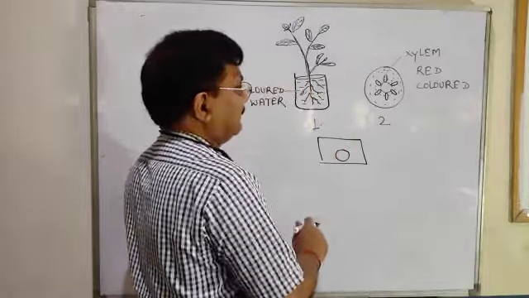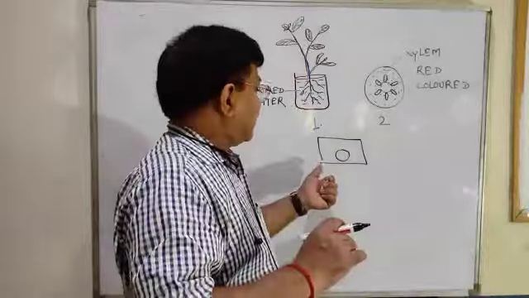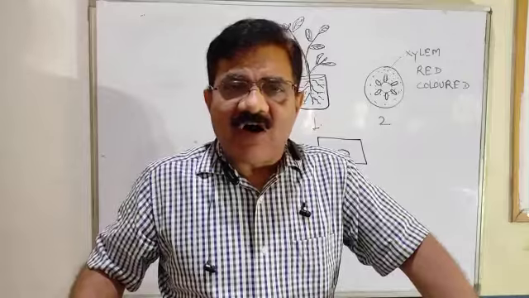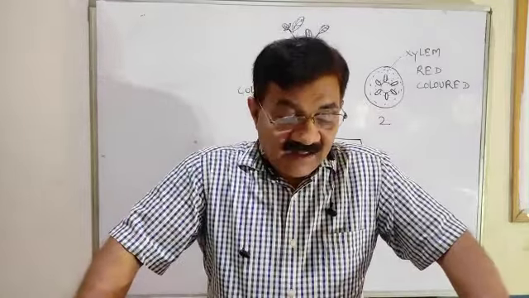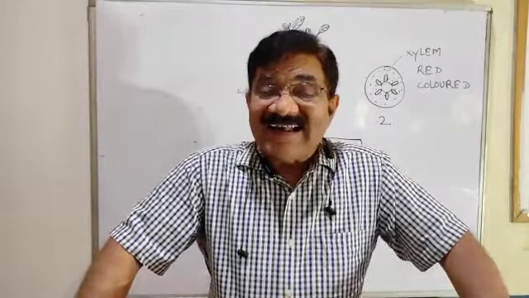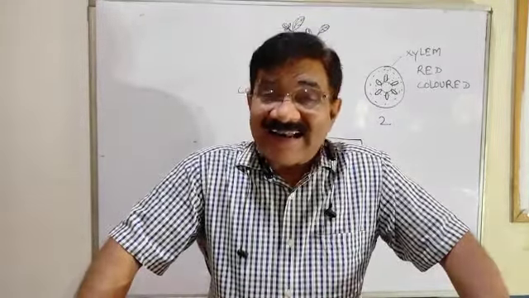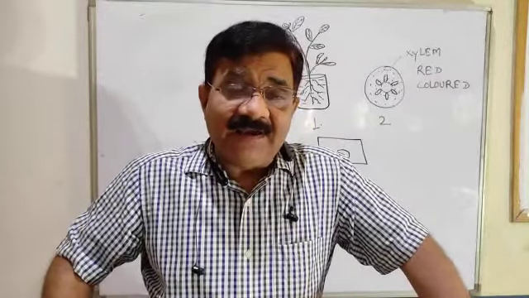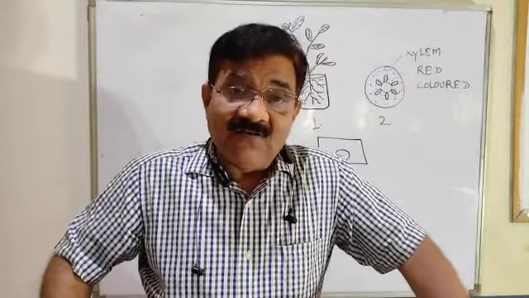Xylem is present in the stem and in leaves. Any part which you cut, make a cross section, and observe under the microscope, the xylem will appear colored, whatever color you have taken here. Suppose we have taken red color, then the xylem will appear red. What does it prove? It proves that xylem conducts water.